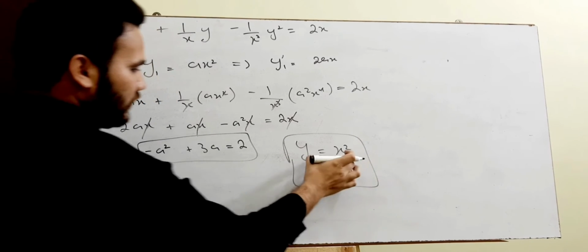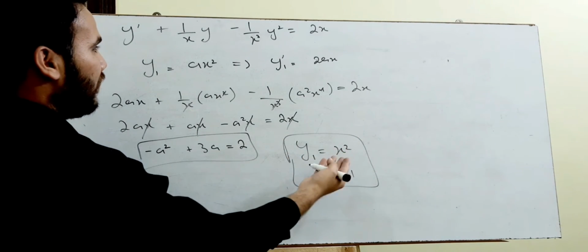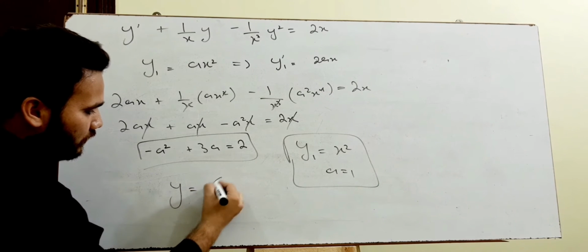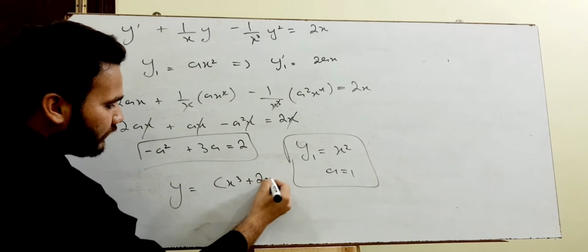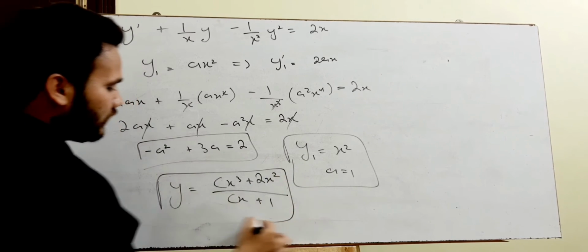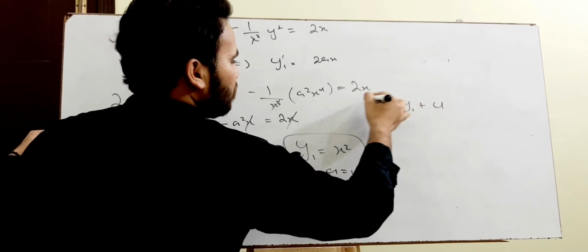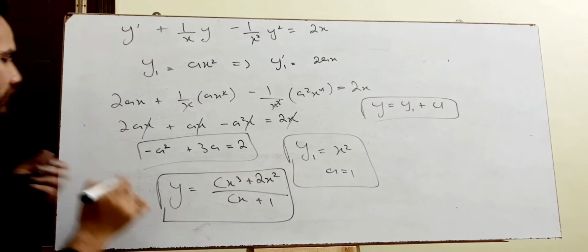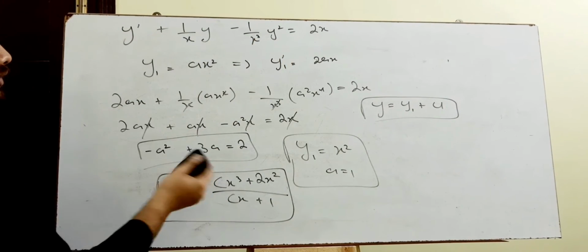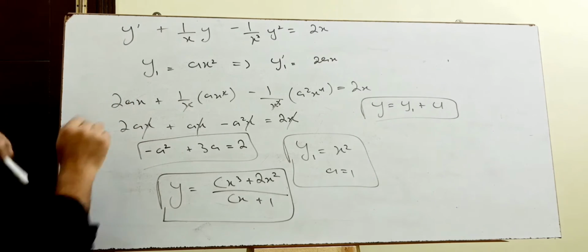For further using this y1, I can solve this by using particular solution. I can transform my Riccati into linear, and I can get the result y equals to cx cube plus 2x square divided by cx plus 1. This is my solution using y equals to y1 plus u, this substitution. Now I can transform this equation using another substitution in second order, and we will see the solution what we get from that substitution.